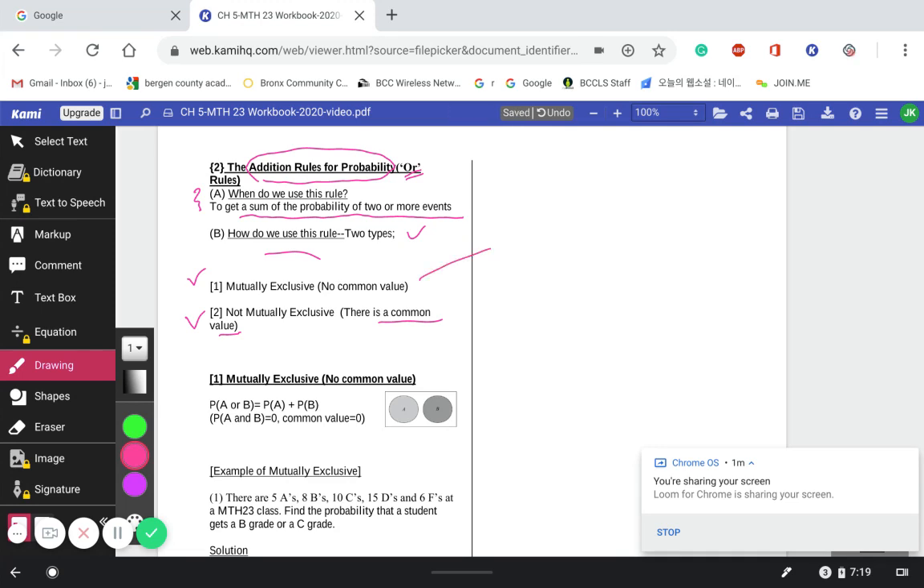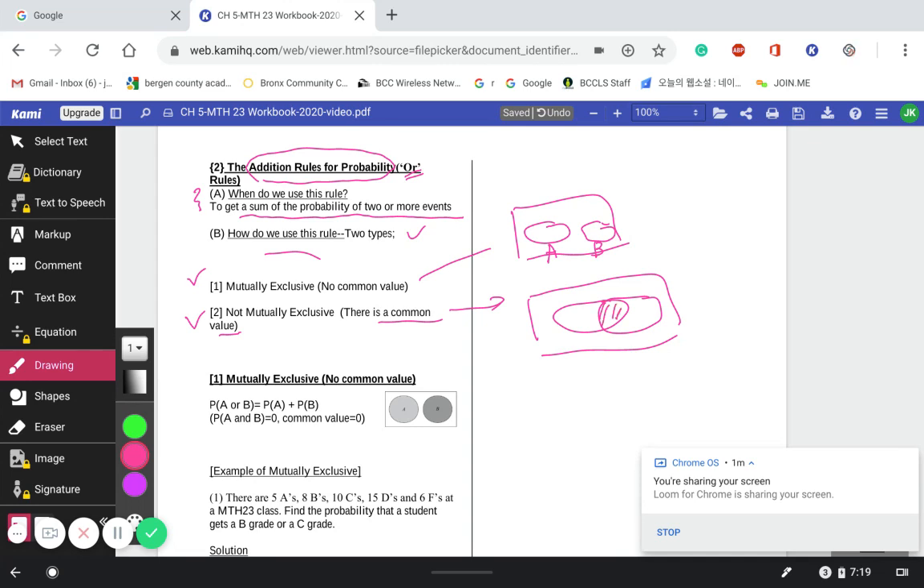The typical example of mutually exclusive is when you have event A and event B that don't have any common value, compared to when there is an event A with an event B and there is a common value. That's the non-mutually exclusive. And I say here they are inclusive, or rather, partially inclusive.